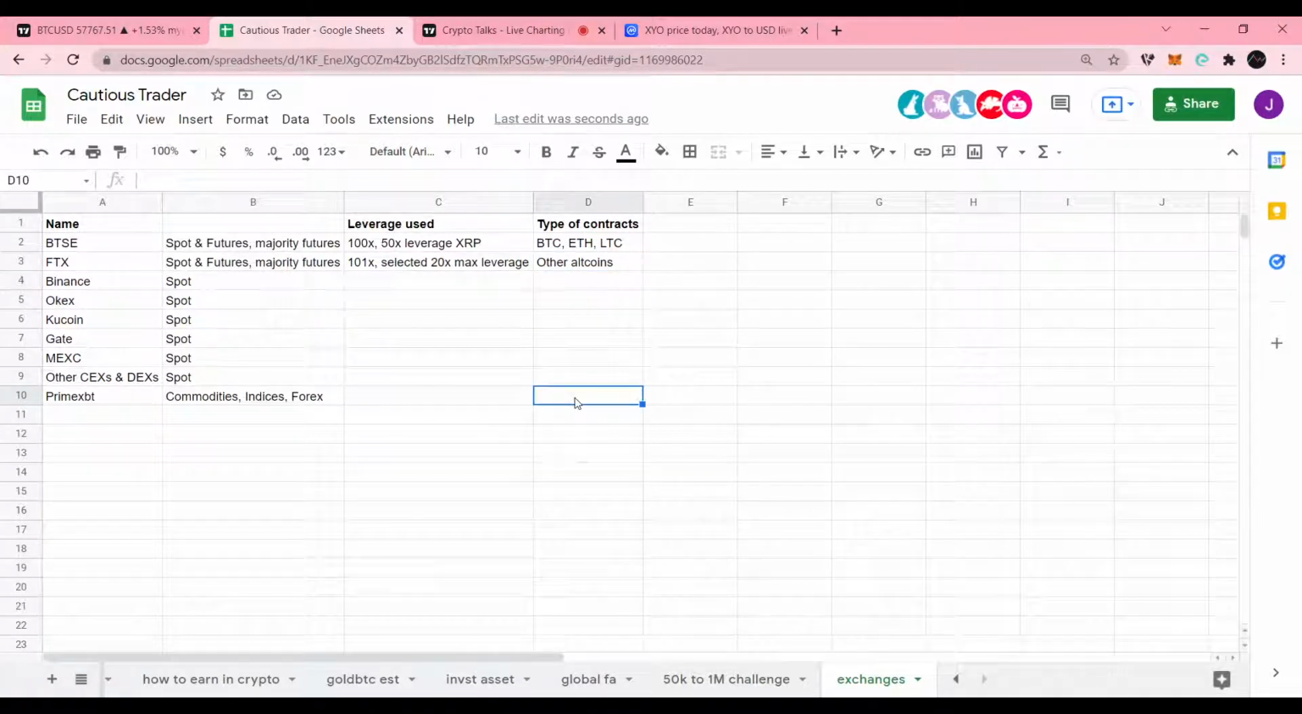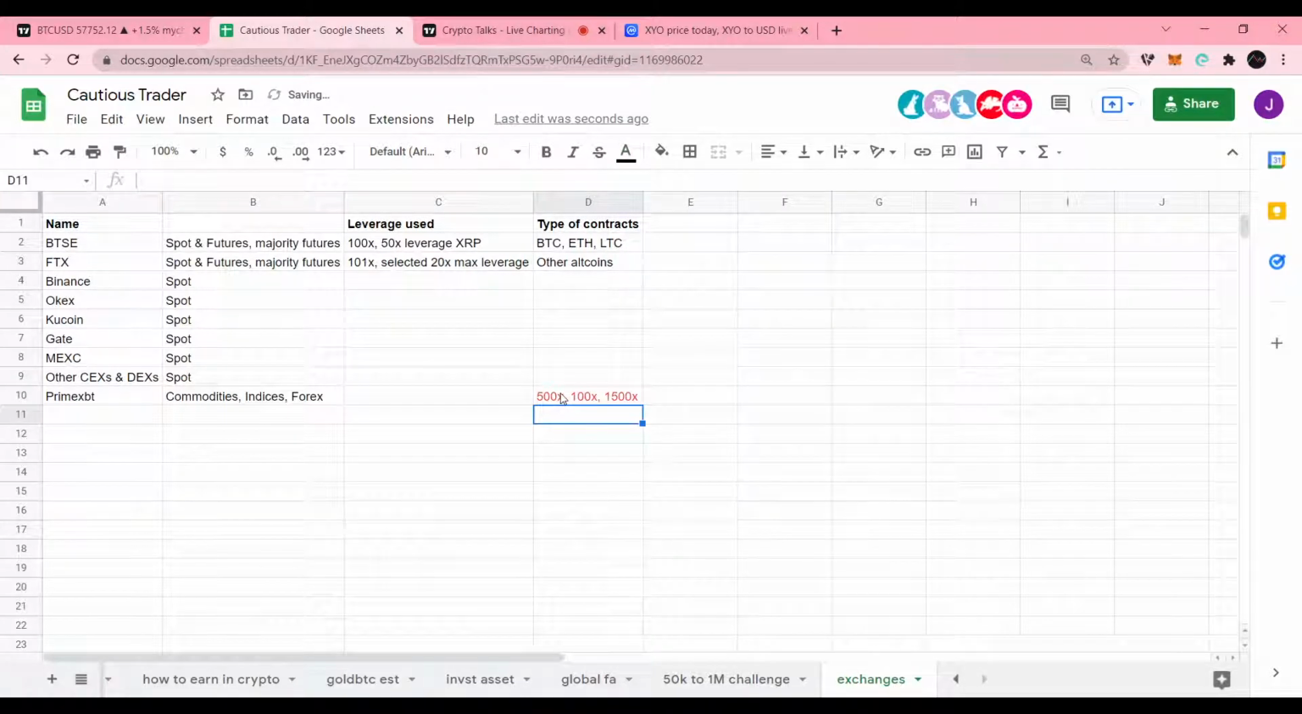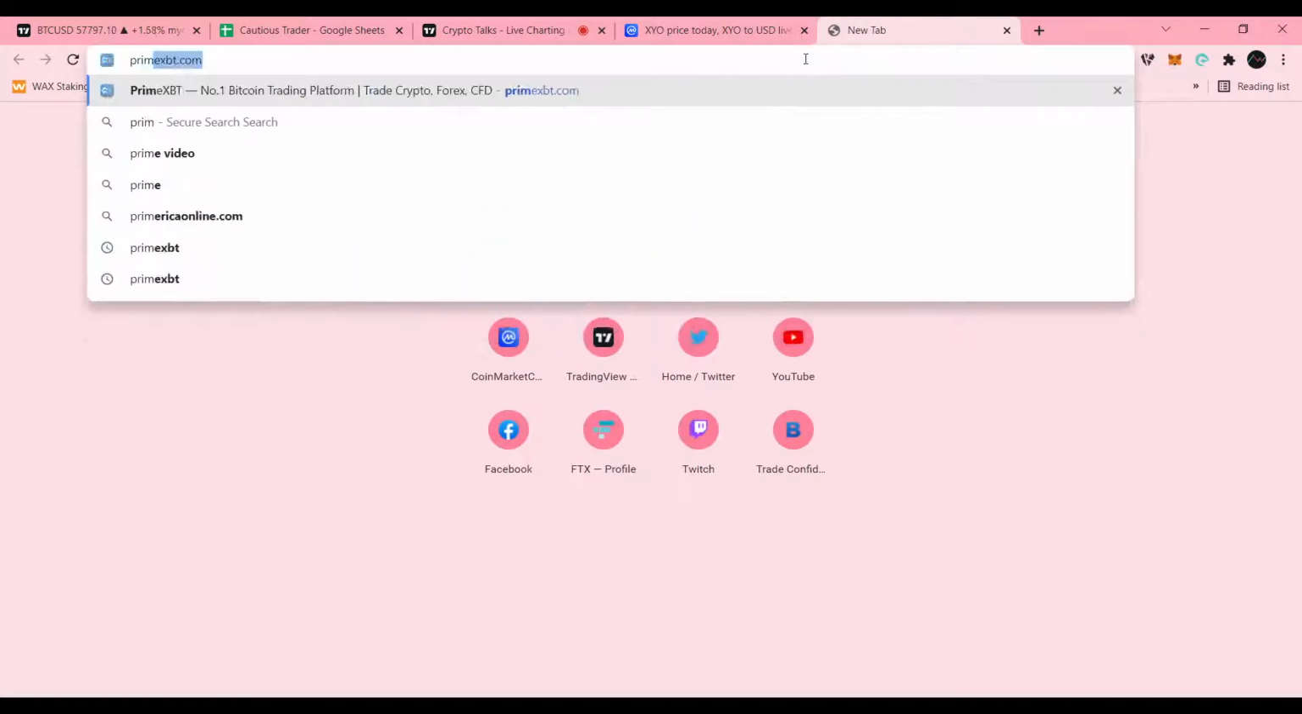Here, commodities, I think that's 500 times. And then indices 100 times leverage, and forex. I forgot how much the forex is. I think 1,500 times. Let me check this on Prime XBT, because I just used it last year. Basically for gold, silver, natural gas, and oil. So let me just check it. Or we can actually check it here.